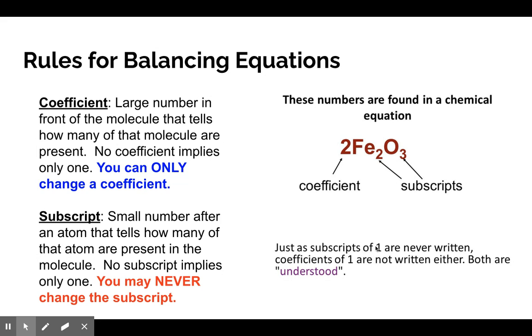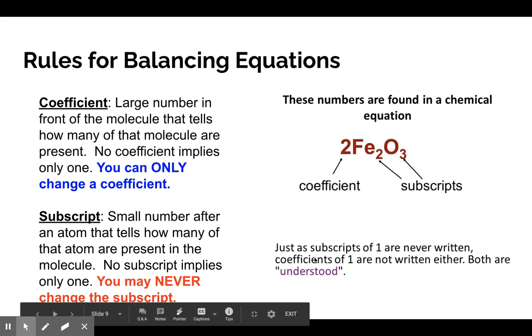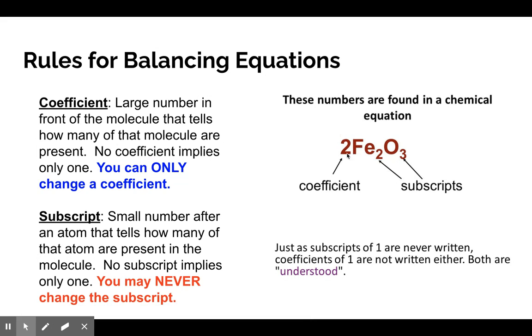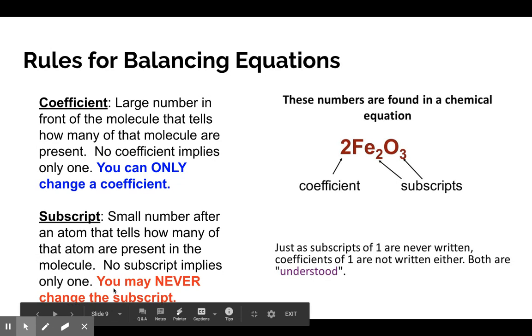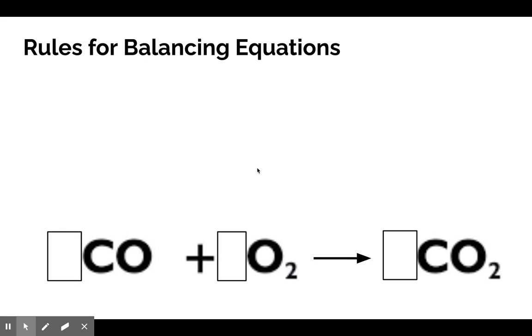And then remember that subscripts of 1 or coefficients of 1 are never written. It's just understood. So if there's not a number after the atom, or there's not a coefficient up front, then it's just understood that it's a 1. You don't need to write it. Okay, so this is a really important set of rules. Only change the coefficient, never change a subscript. Okay, so a few more rules, and then we'll start practicing.